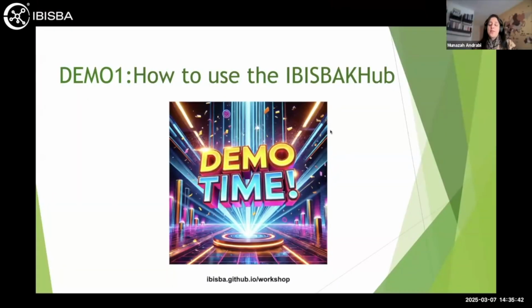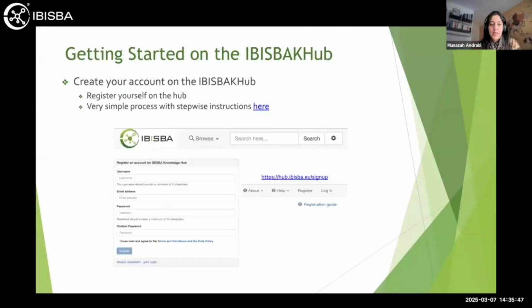Quickly, I'm going to say what I'm going to show in this demo today. First of all, for getting started on the IBISBA Knowledge Hub, you need to register yourself on the hub, and it's a very simple process. As you can see, you just have to put in your name and email address and register, and then your account will be approved by our administrators, and you should be on the IBISBA Hub. It's as easy as that. So I'm not going to do a demonstration of that.